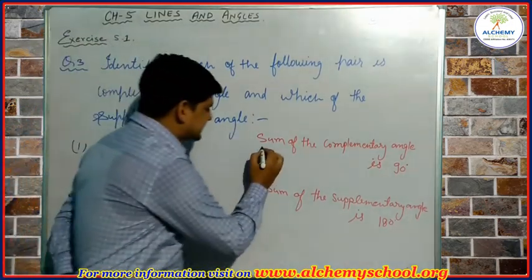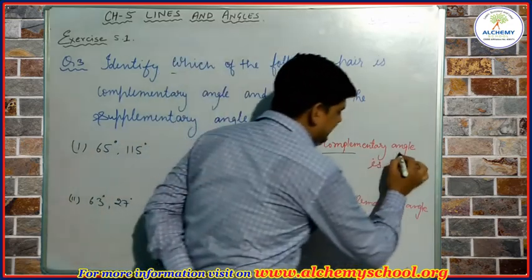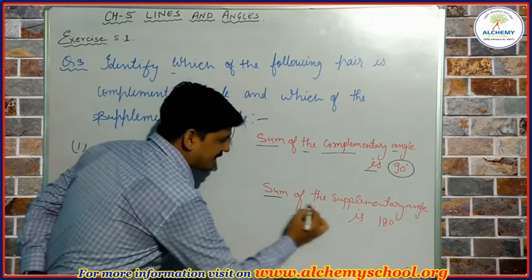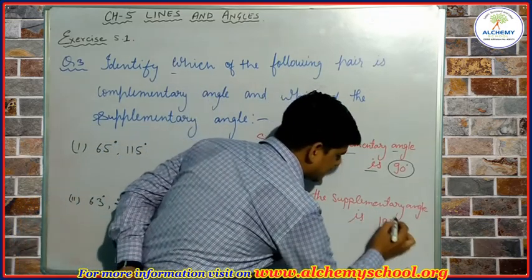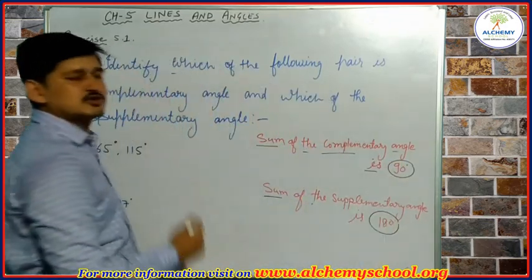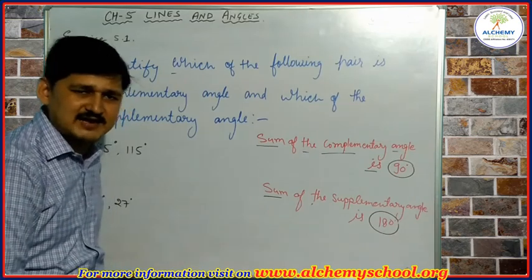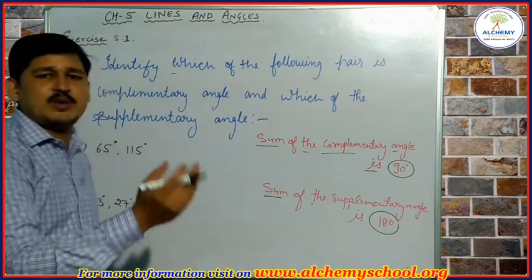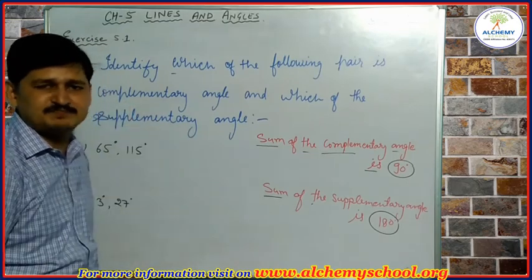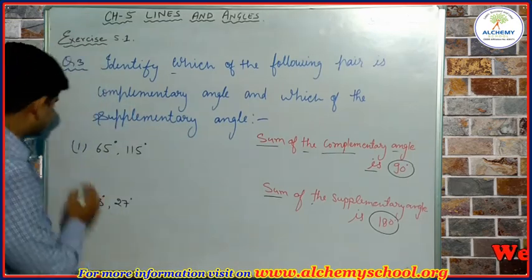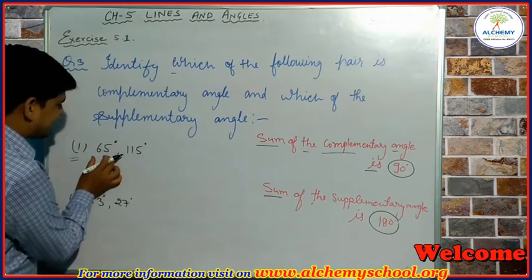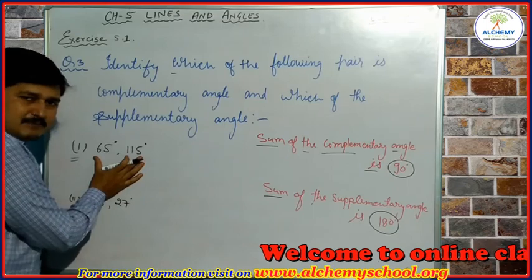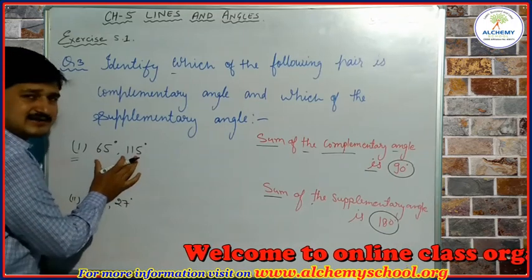We have already discussed that the sum of complementary angles is 90 degrees, and the sum of supplementary angles is 180 degrees. So to identify a pair of angles as supplementary or complementary, we have to find the sum of the given angles. The first pair given here is 65 degrees and 115 degrees. We have to add these two angles.